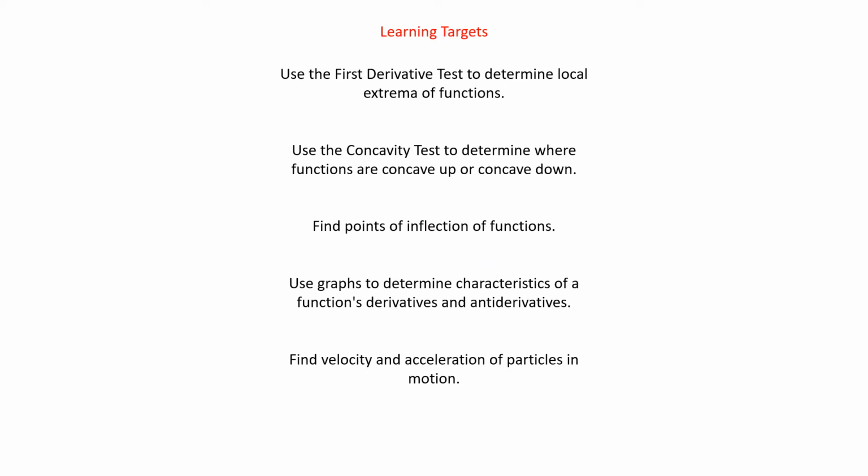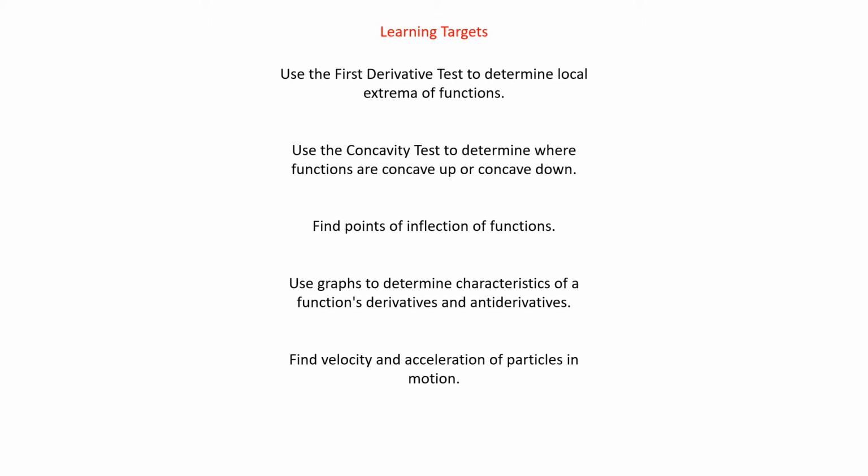So our learning targets: we can use the first derivative test to determine local extrema of functions. We just did that. The test is just saying that, hey, this is what it is. Use a concavity test to determine where functions are concave up or concave down. That's new. That'll be second derivative stuff.